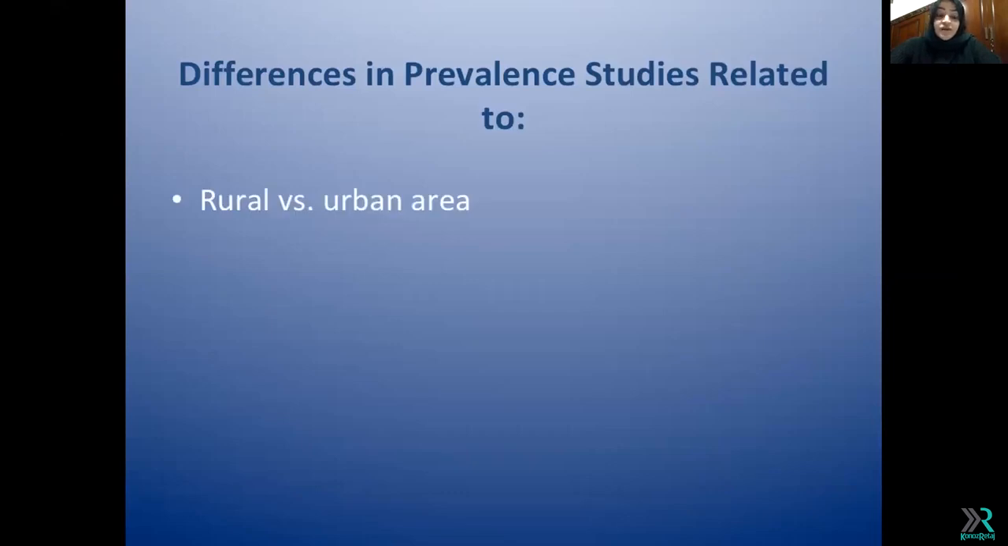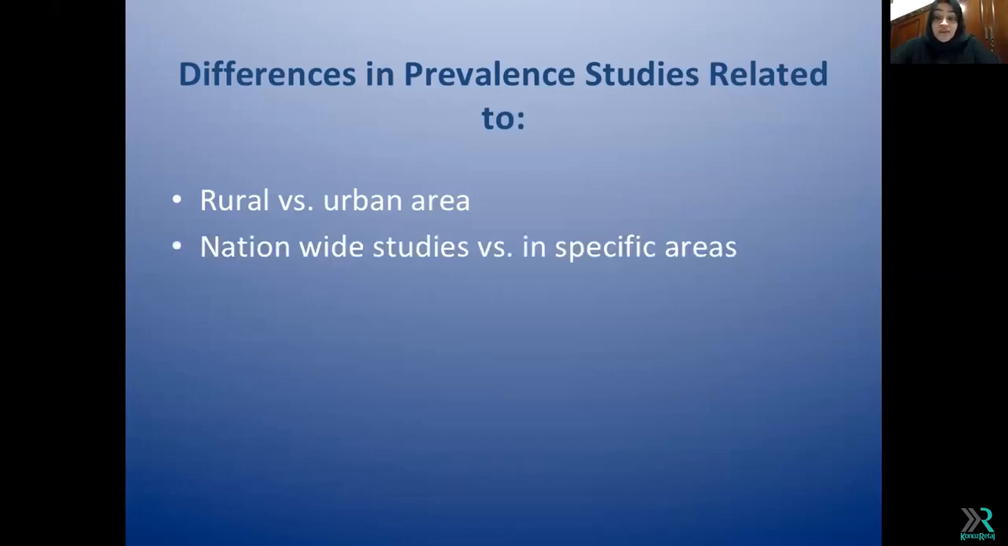Other differences are related to the area. Is it rural or urban, in cities or otherwise? Is it a study to be generalized on the whole population? Is it nationwide or is it on a specific area?